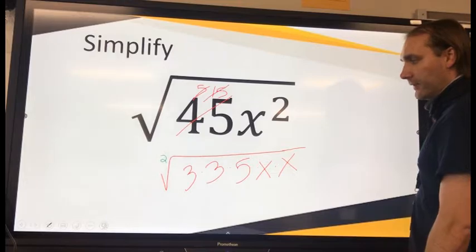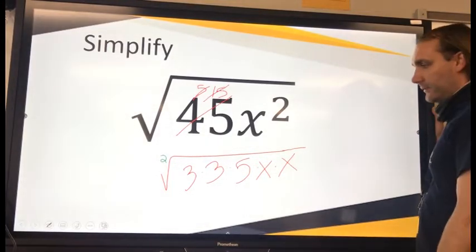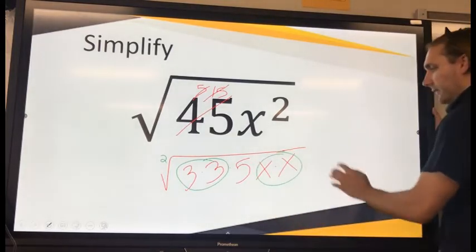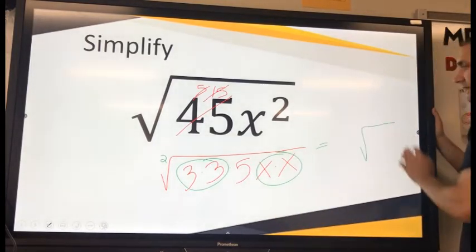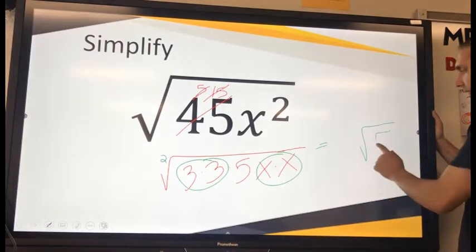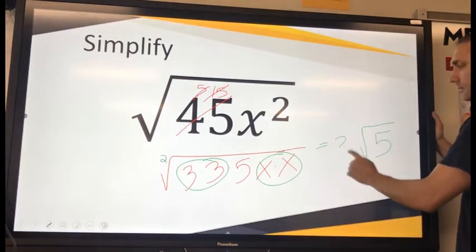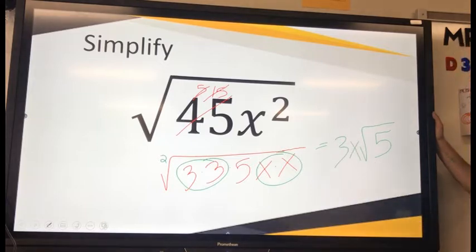So I have how many pairs? Where do you see pairs? Sets of 2. 1 pair of 3's and 1 pair of x's. Okay, so what did I not circle? The 5. That stays inside. And then what goes outside? 3x squared? No? Just 3x.